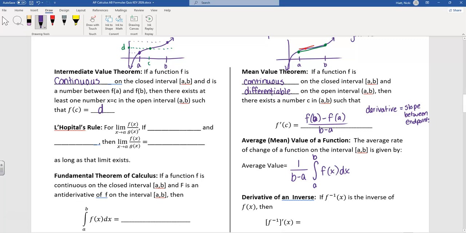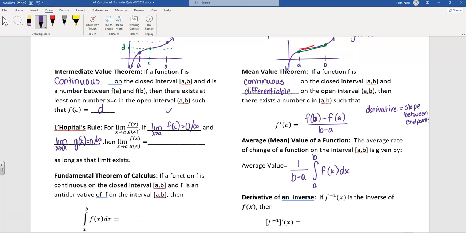L'Hopital's rule. Here, remember with L'Hopital's rule, we want to say if the limit as x approaches a of the top equals 0, I'm going to put or infinity. Technically, they could give you infinity over infinity here instead of 0 over 0, but most of the problems are 0 over 0. And the limit as x approaches a of the bottom equals 0 or infinity.